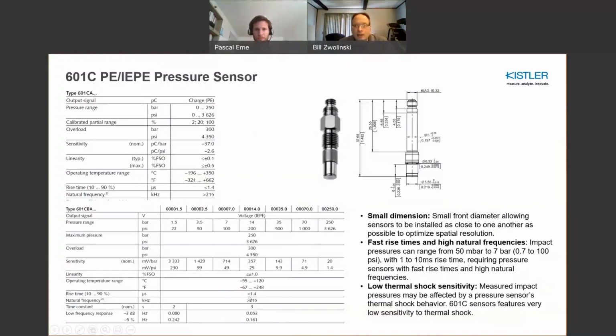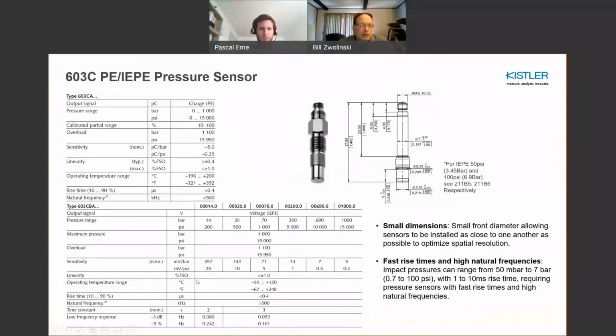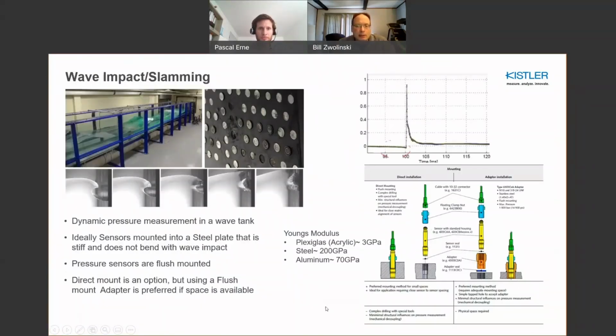Small dimensions, the diaphragm is only 1/4 inch or 5 millimeters. Fast rise times and low thermal shock would be very key. And the 603 is an acceleration compensated version, similar type of construction, similar size, but certainly optimized for, say, more high bandwidth type of events. One of the typical applications we see is wave impact and slamming. And a lot of times with these types of piezoelectric sensors, you can get very small.